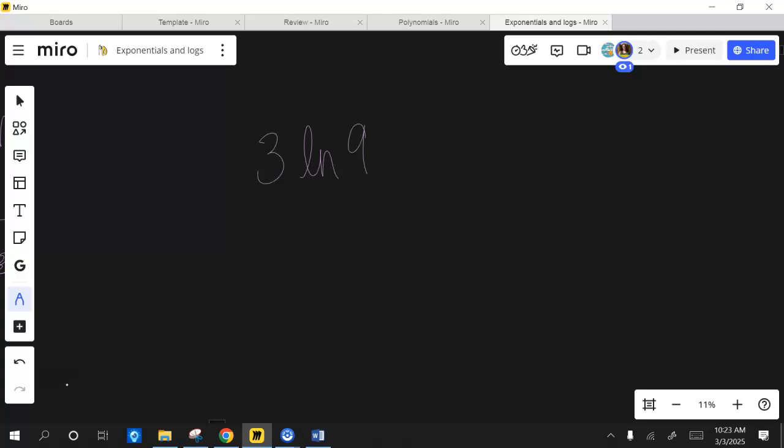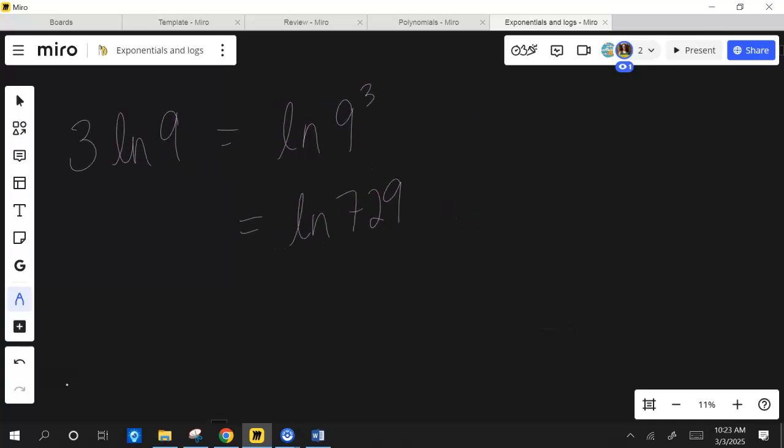All right, condense this one. I get log of 9 to the third. You can leave it like that, or you can write log of 729. Either one's fine. And then on the expand one, I have log base 7 of 3 to the 2x. You just bring that 2x around the front. So it's 2x times log base 7 of 3, and that's it.